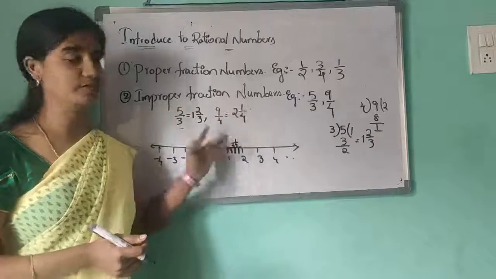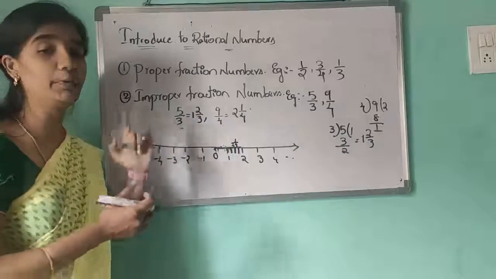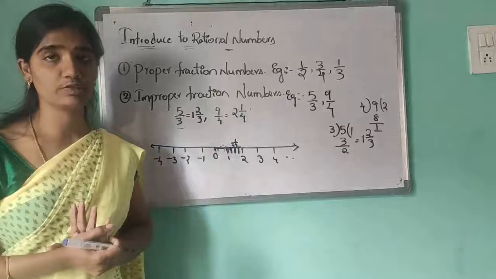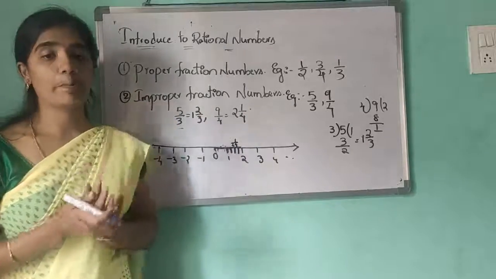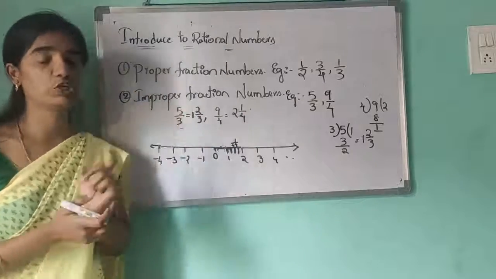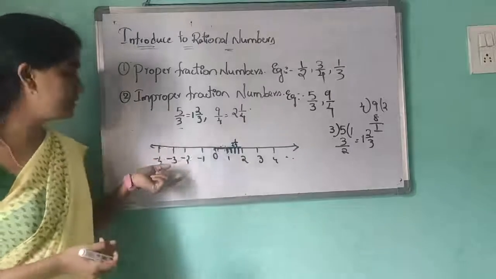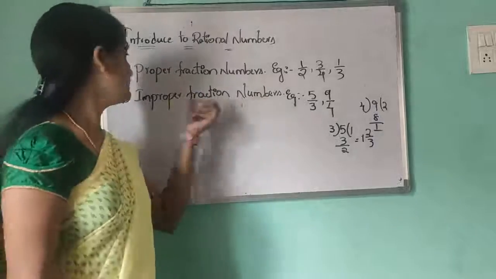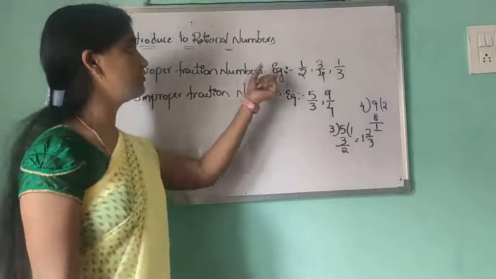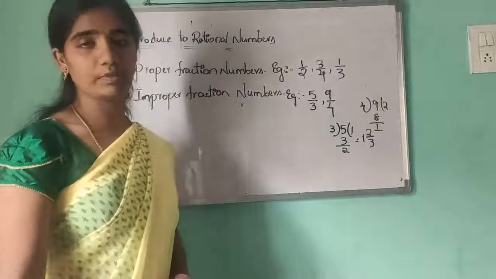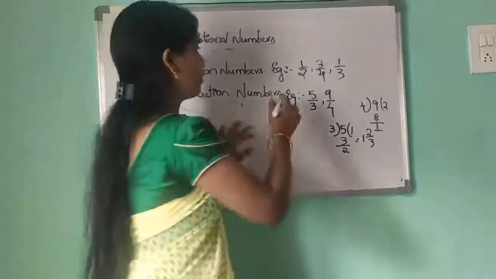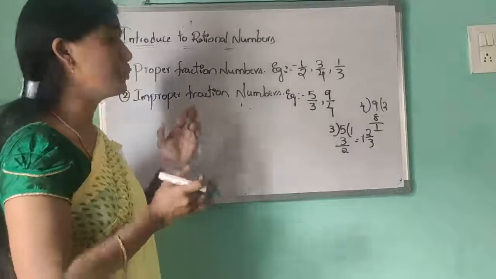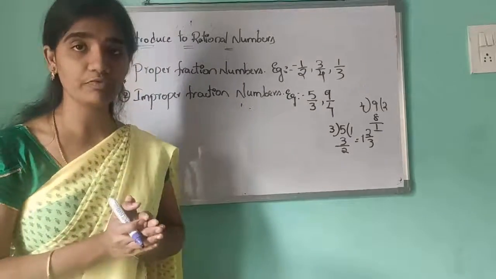All the proper fractions and improper fractions which are positive can be represented on the number line. Now let us see negative numbers. What are negative proper fractions? How do we represent negative fractions on the number line?